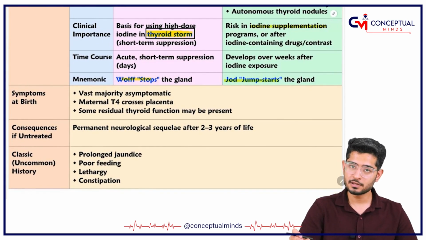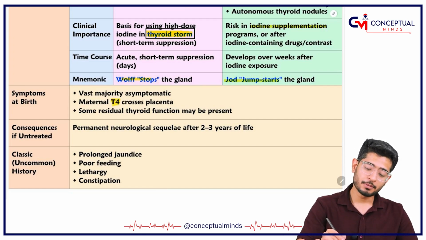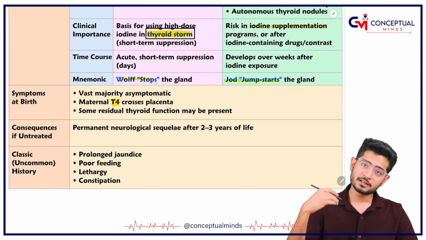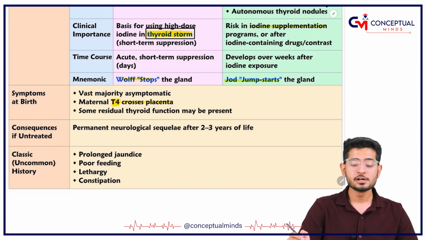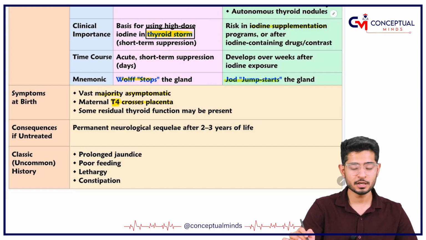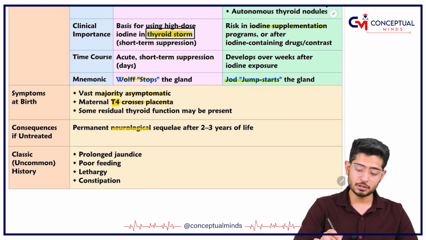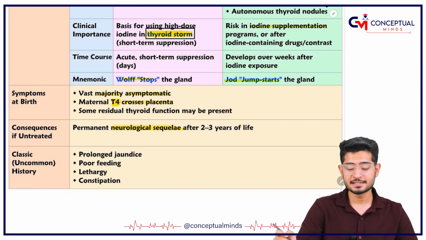So what are the symptoms at birth in patients who are having low thyroid? There will be few symptoms at birth. Why? Because the mother is having a lot of T4 that is going to cross the placenta and be delivered to the baby. So at birth, the majority of the patients are asymptomatic. But if they are untreated, of course neurological problems are going to develop if the patient is having less thyroid hormone.